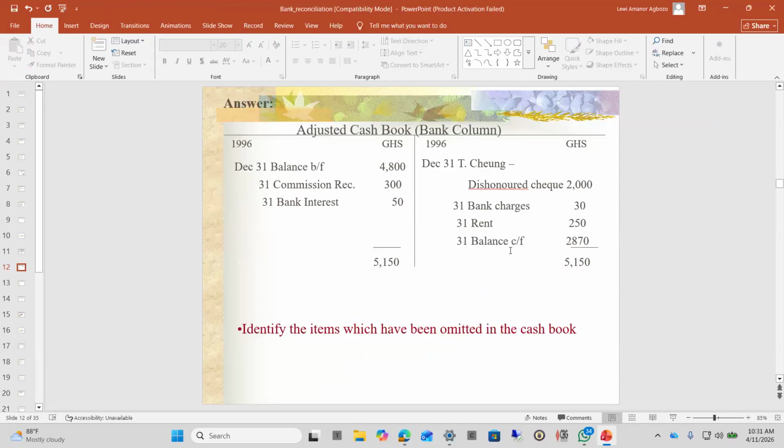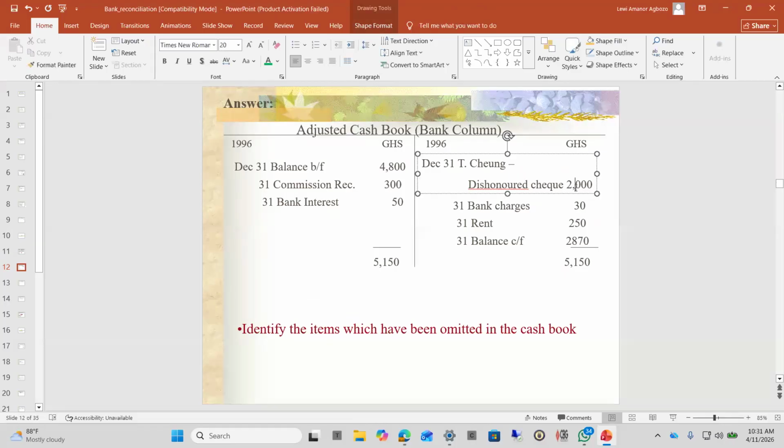So this is the closing balance, 4,800. It means that 2,000 is already inside. Now that we know that the bank didn't pay, the bank has dishonored it, we come to the credit side and credit it to the account. It means we are subtracting it from it. Is that okay? Yes. Is someone having a question about that?